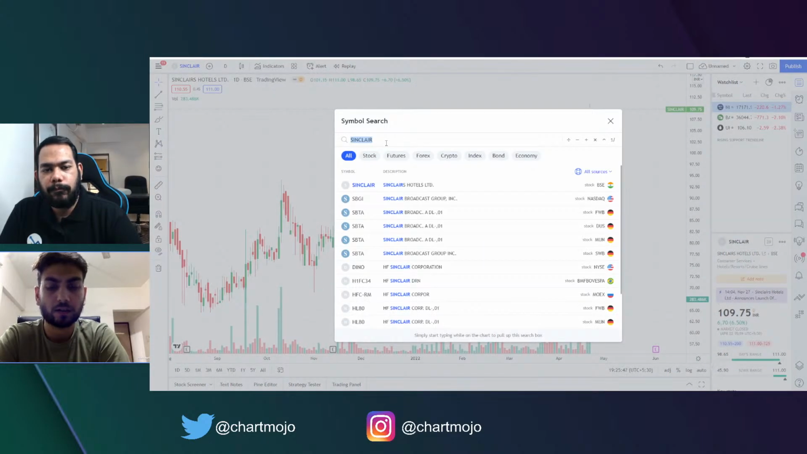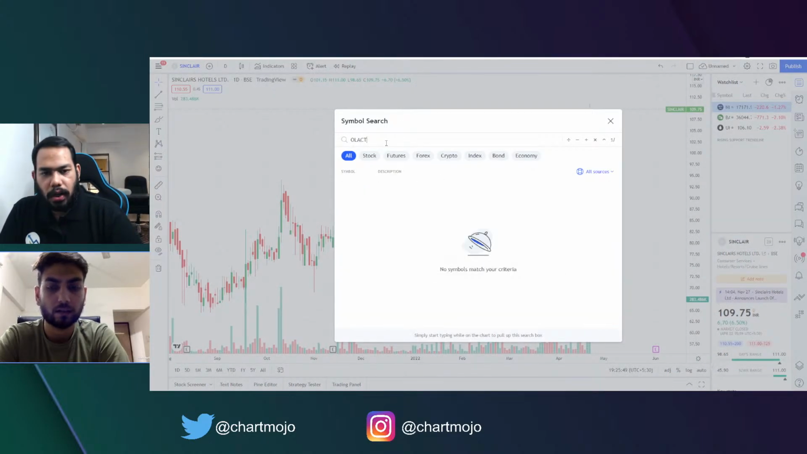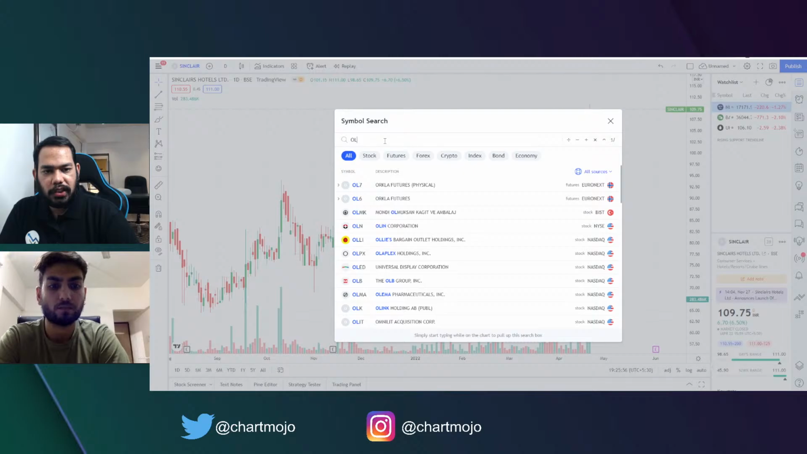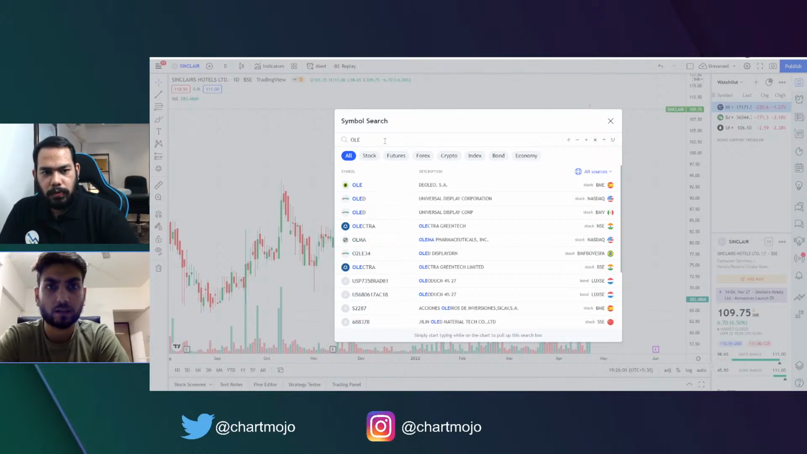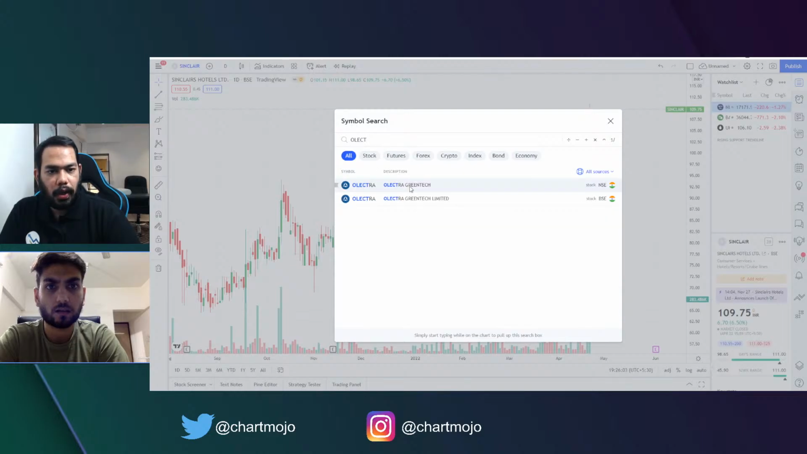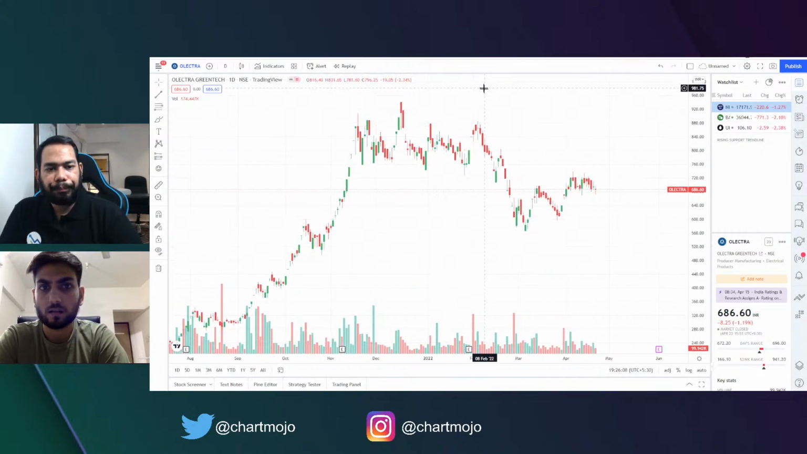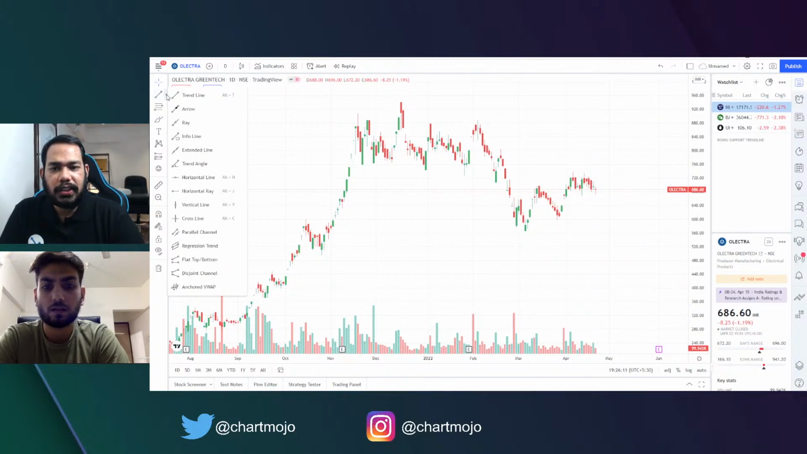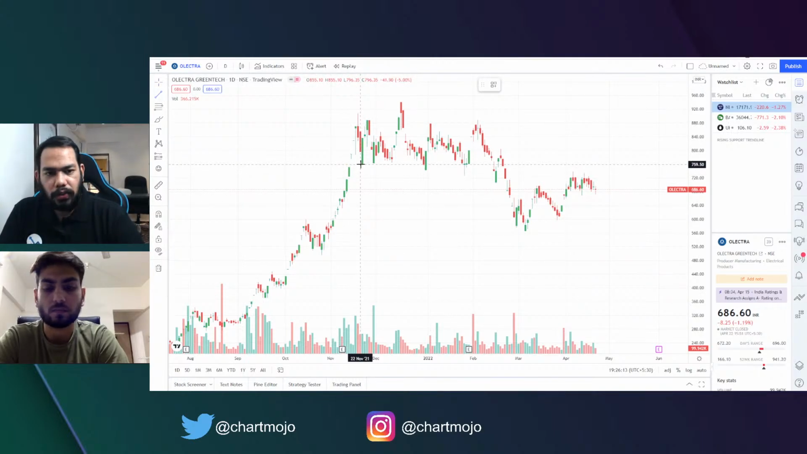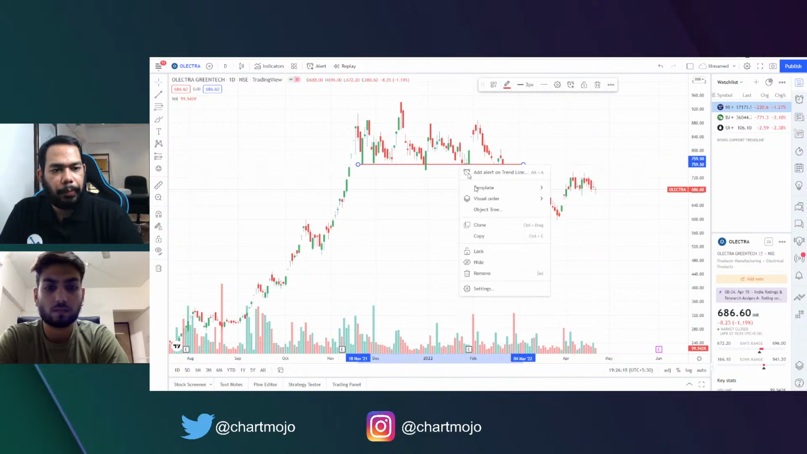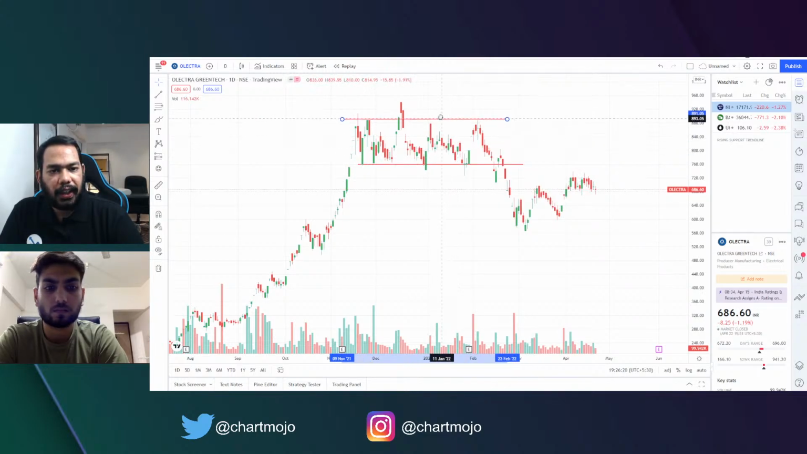Next stock is Olectra. Now, what has happened in this counter is, if you want, I will just make this formation. Can you see our rectangle formation here?